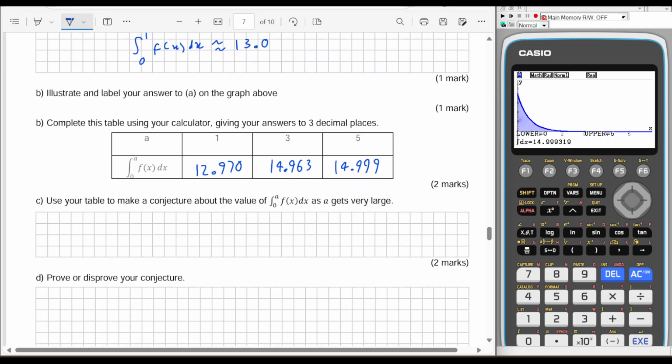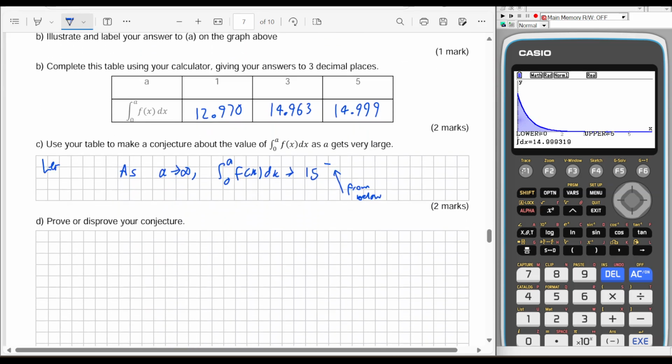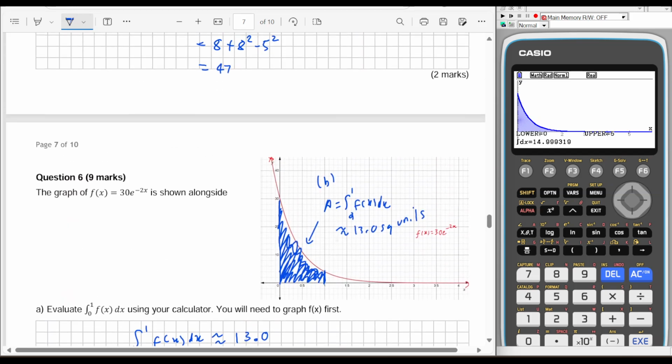Use your table to make a conjecture. So you could say something like, as a goes to infinity, the integral from 0 to a of f of x goes to 15. And if you want to be really fancy, you can say from below. You don't need that bit, but if you have it, that means from below. Now we should probably define f of x because this is a conjecture statement. So let f of x equal 30 e to the minus 2x.